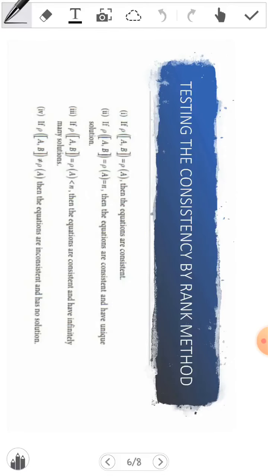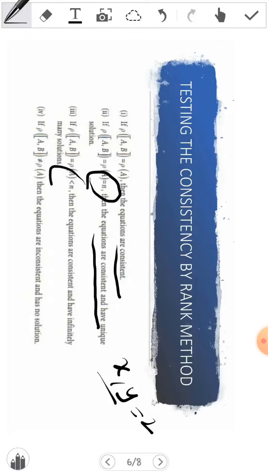Next, testing the consistency by the rank method. If rank of AB is equal to rank of A, then the system is consistent. Then rank of AB is equal to rank of A, which is equal to n. What is this n? n is the number of variables. It may be x comma y. That is, if there is x comma y, then there are two unknowns. So if n is 2, and the rank of AB and rank of A is also 2, then the system will have a unique solution.